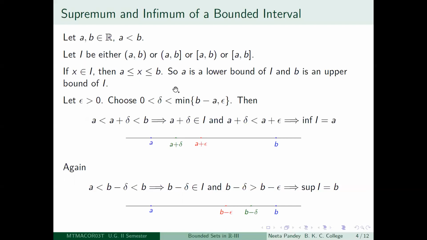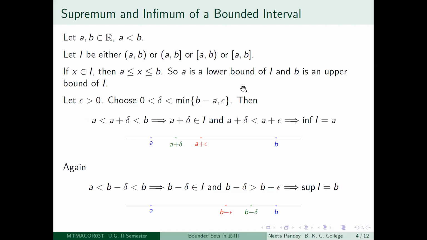Now what we will justify is that whatever be the set, any of these four, a is going to be the infimum and b is going to be the supremum. So in the case of the last one, the infimum and supremum will be elements of the interval, but in the first case, the infimum and supremum will not belong to the interval. And similarly, you can argue for these two. So let us see why this is true.